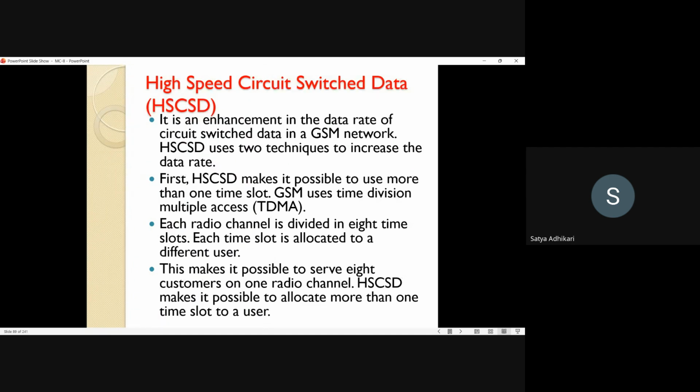So as the channel is divided into different slots, each time slot is given to a different user. This makes it possible to serve 8 customers on one radio channel. So it is divided into different slots, and it is possible to serve 8 customers in one radio channel. HSCSD makes it possible to allocate more than one time slot to a user.